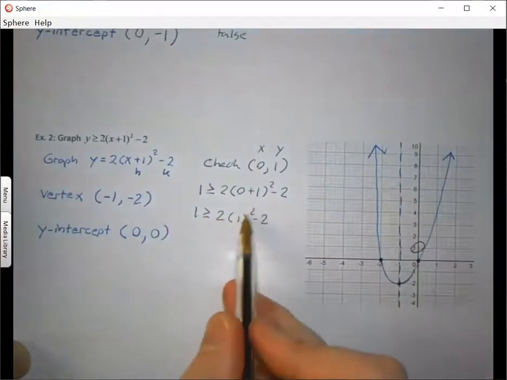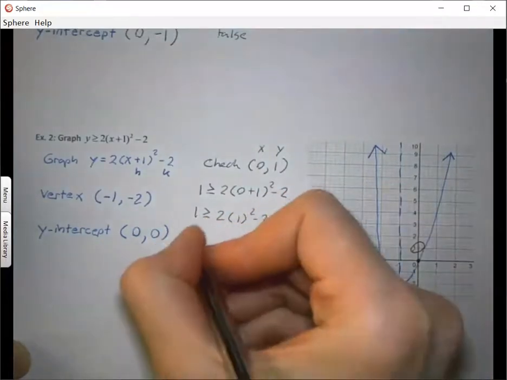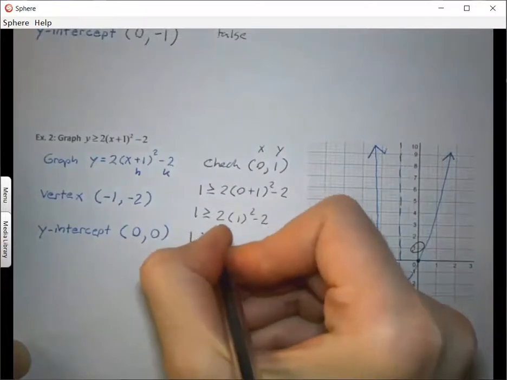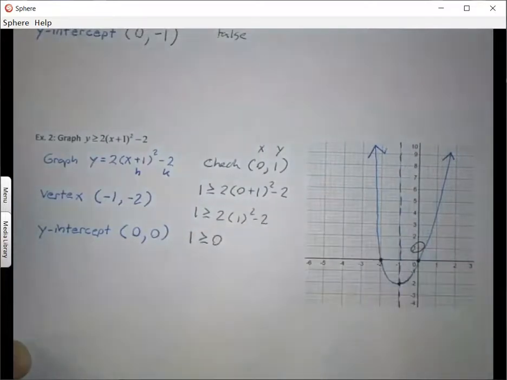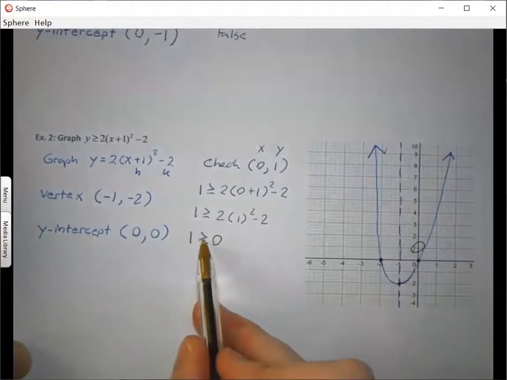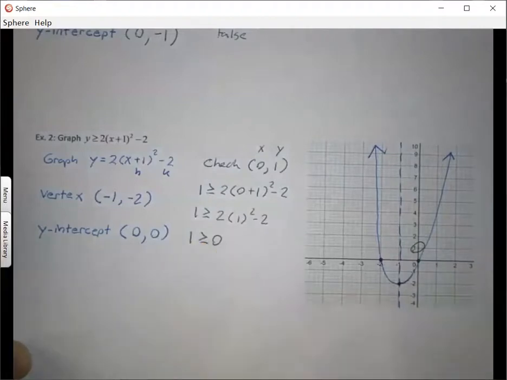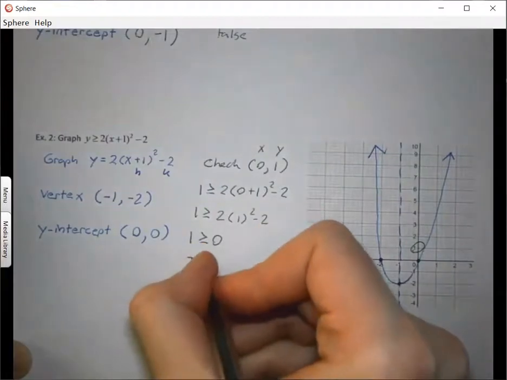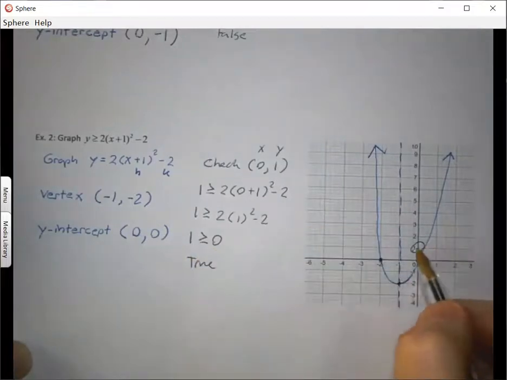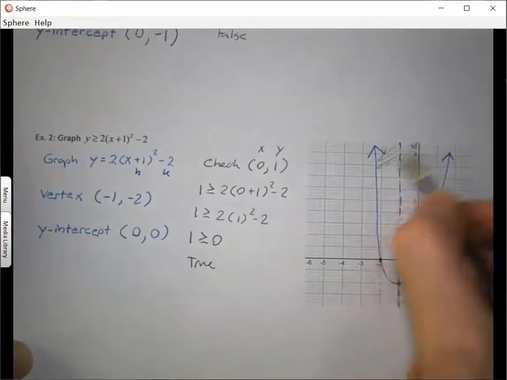One squared is 1, 1 times 2 is 2, 2 minus 2 is 0. 1 is definitely larger or equal to 0. 1 is bigger than 0. So this is true. So since this point gave us a true statement, every point in here should give us a true statement.